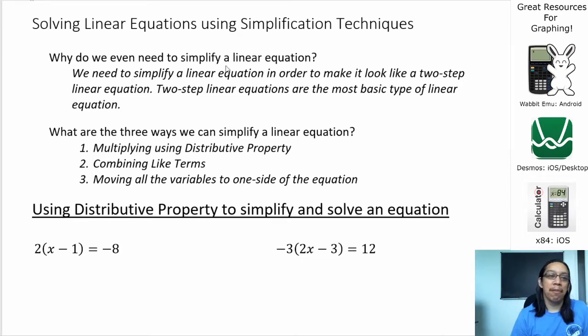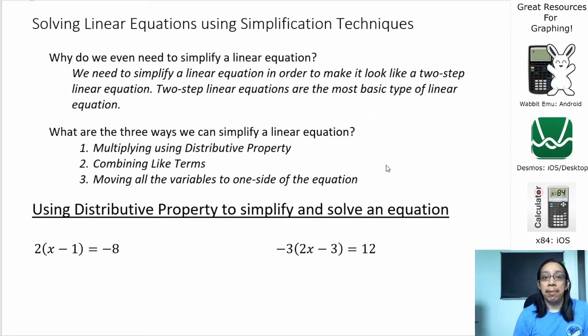So why do we even need to simplify a linear equation to begin with? Well, basically we want to simplify it because there are going to be problems where we end up having more than one variable in our equation. And what we really want to do is get it down to an equation where we can easily solve it in two simple steps, both using inverse operations. So these two-step equations are the most basic type of linear equation that's provided to us. If we can get it looking like those types of problems, it's going to be a cakewalk later on.